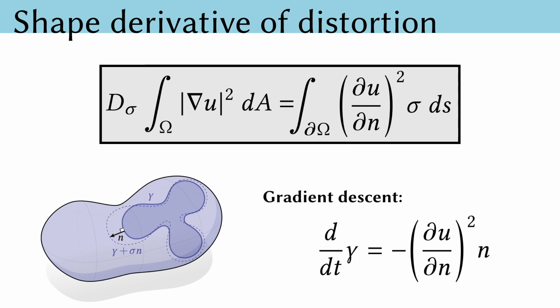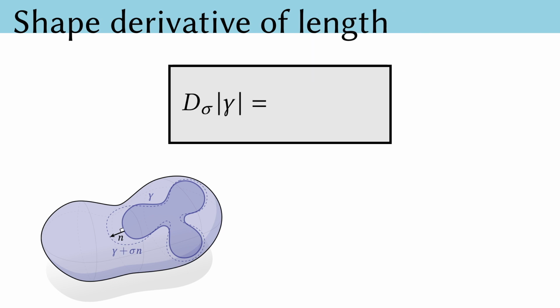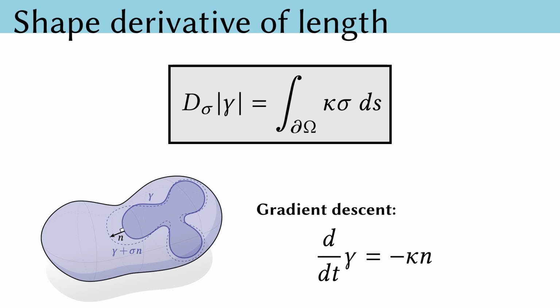Now, as usual, once we can evaluate the change in a quantity with respect to a perturbation, we can minimize that quantity via a gradient descent in the direction of maximal change. This is our distortion cut flow. Similarly, we can take a shape derivative of our other energy term, the length of the cut curve. This yields an integral of kappa sigma over the boundary, where kappa is the geodesic curvature of the cut. Once again, we can minimize the length by flowing the cut in the direction of steepest descent. Note that this is just the well-known curve shortening flow.